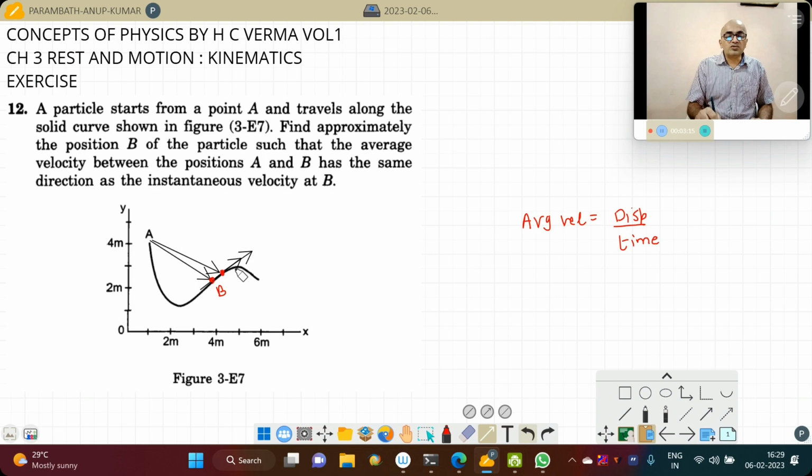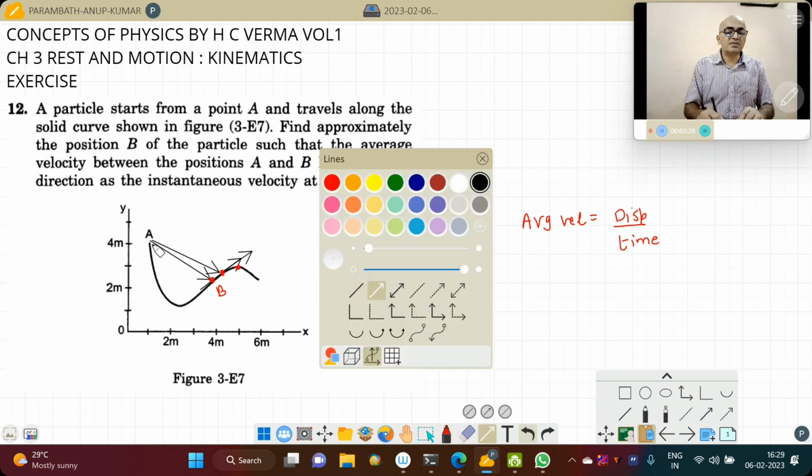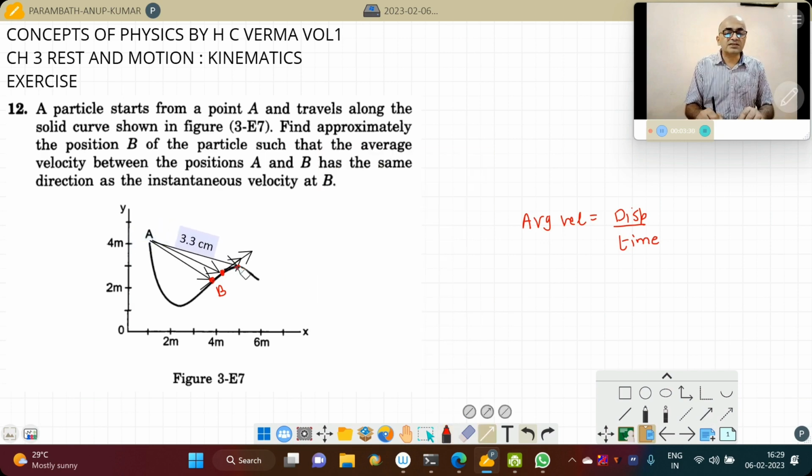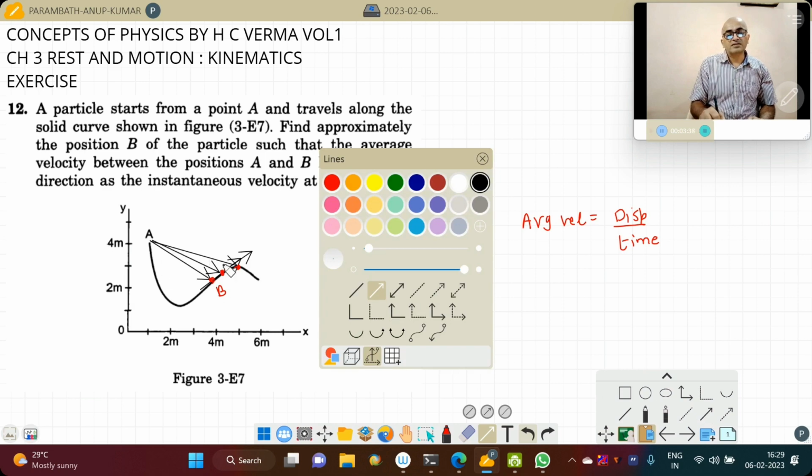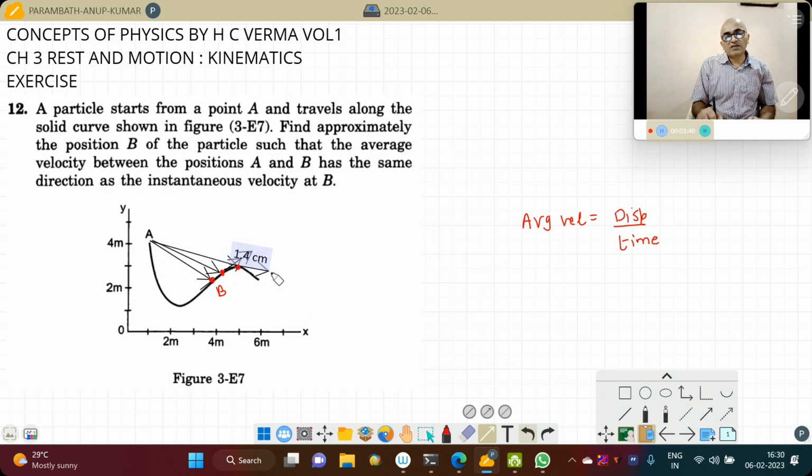Now, if I shift to another location, let us say B here, then you can see that the average velocity direction will be from A to B like this, and the instantaneous velocity is also along that curve. So the instantaneous velocity also has the same direction. That is the particular point which I have to choose, students.